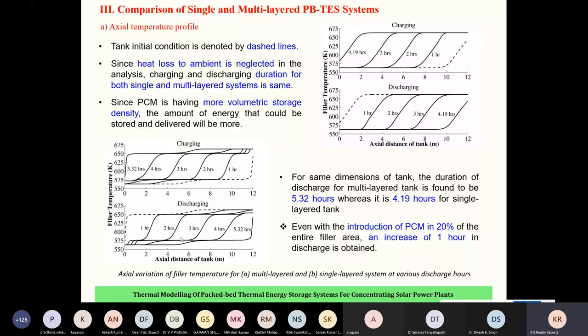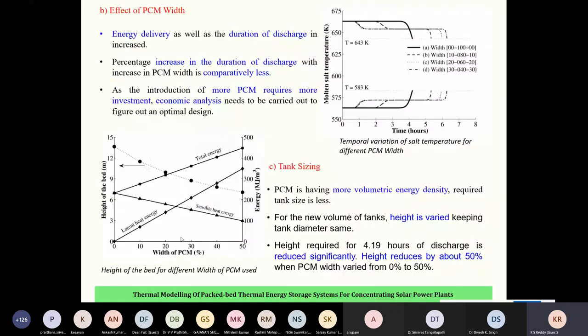And then the effect of PCM width. Width is also important. So energy delivery as well as the duration of discharge is increased, and the increase in duration of discharge with PCM is comparatively less because the percentage is less, and more PCM is required for more, of course, more investment, more cost involved in that. So therefore, it's a trade-off. One has to take care of the trade-off between the total energy, sensible energy, and latent energy. How the height of the beds and width of the PCM change here.